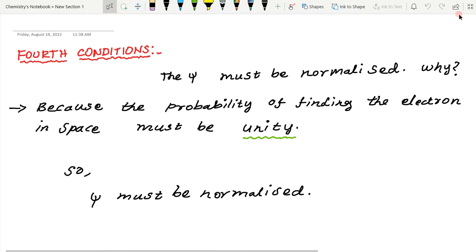Fourth condition. The fourth condition tells us the psi must be normalized. Why? Because the probability of finding the electron in space must be unity. So psi must be normalized.